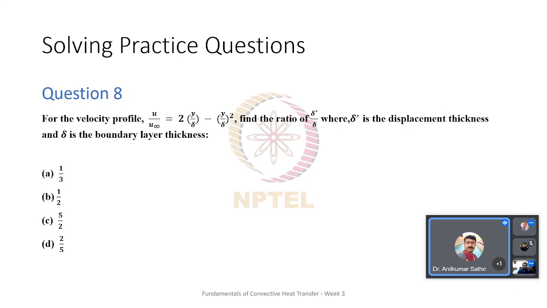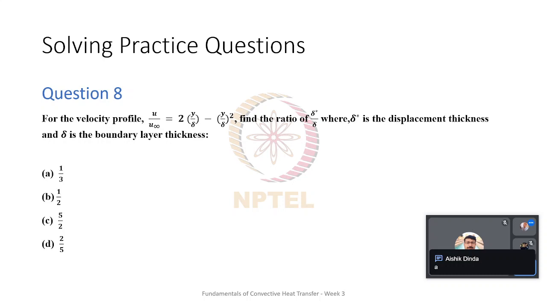No, sir. Actually, it is a long calculation, and that is probably why sir has given the answer. What is the answer given by sir? Sir, can you repeat? The answer is not given. I'm just talking about the question up until now. The question is that a velocity profile is given. We have to find out the ratio of delta star by delta. The velocity profile is given as u by u infinity equal to 2 into y by delta minus y by delta square.